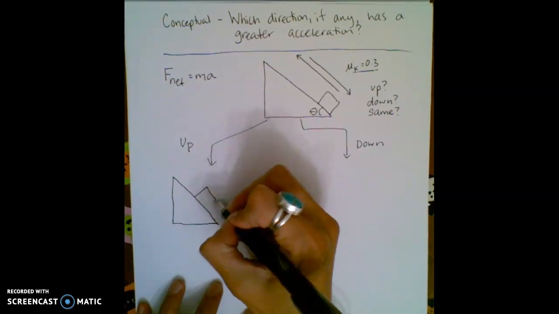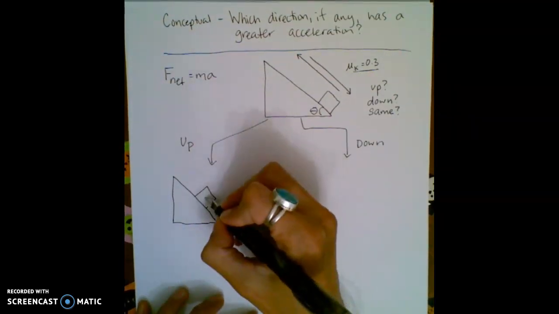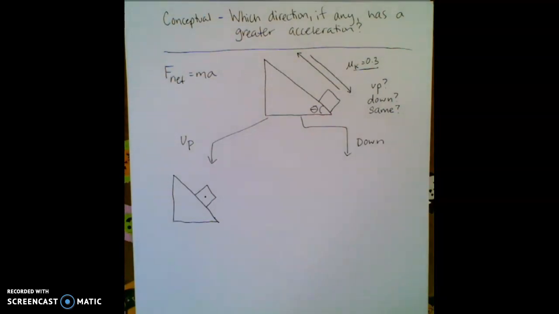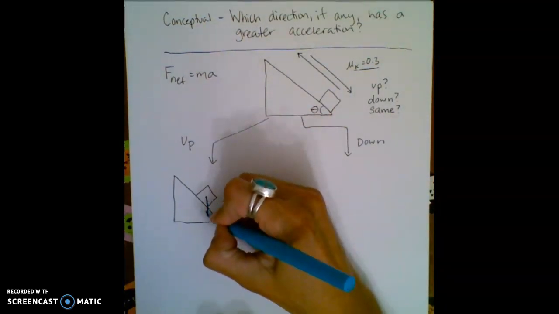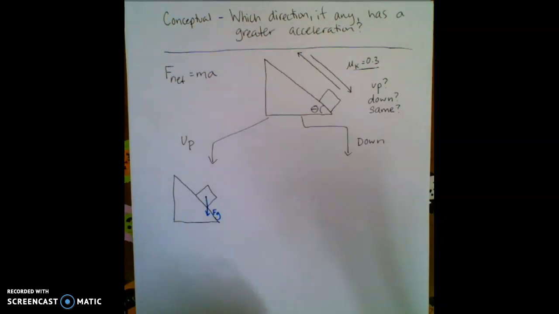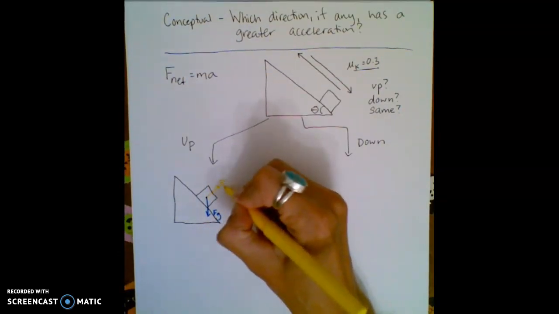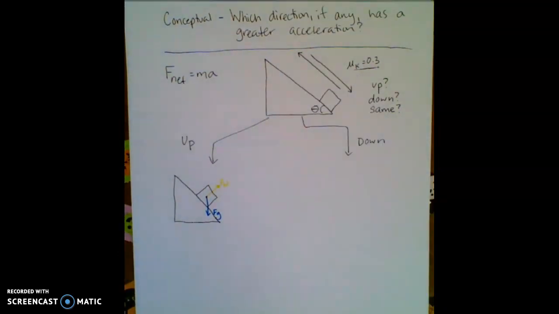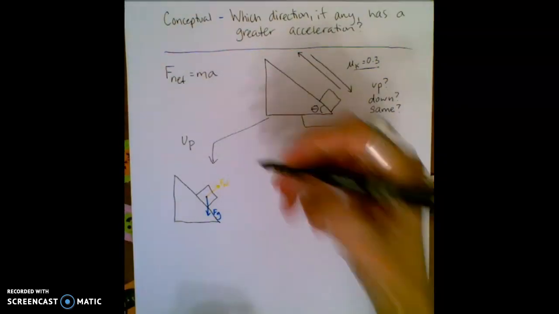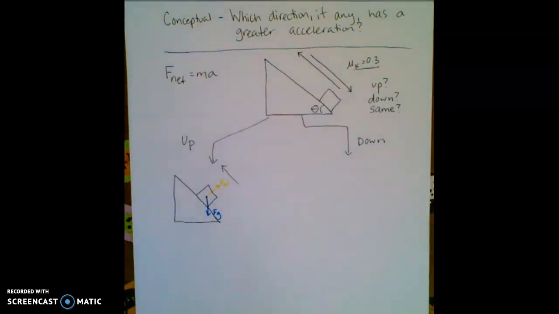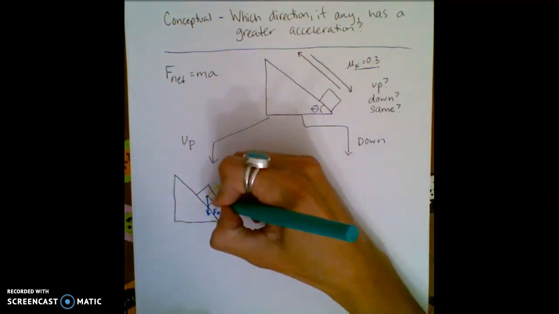Here's my box on its way up the incline. I have gravity pointing straight down, Fg. I have a normal force perpendicular to the surface, Fn. And then there's friction, and if this block is moving up the incline, which way is friction going to act? It's going to act down the incline. So I've got friction going down the incline.